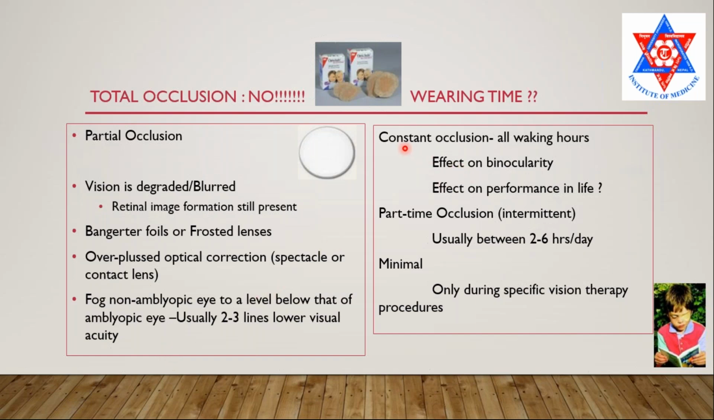So there is a question regarding the effect on binocularity by constant occlusion and its effect on performance. So basically, we just go with minimal occlusion for the patients. But if the patient is a first-time comer to us, we'll just go with part-time occlusion.